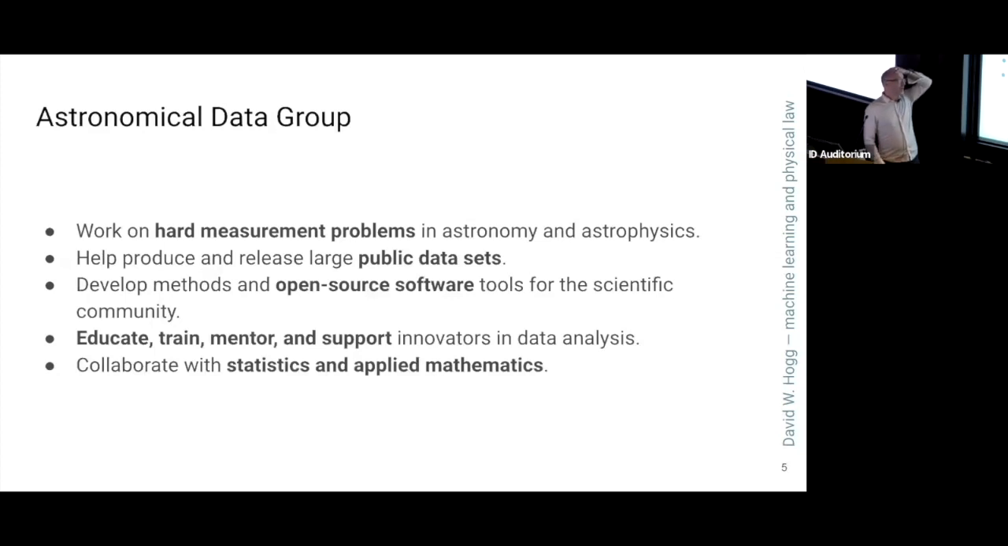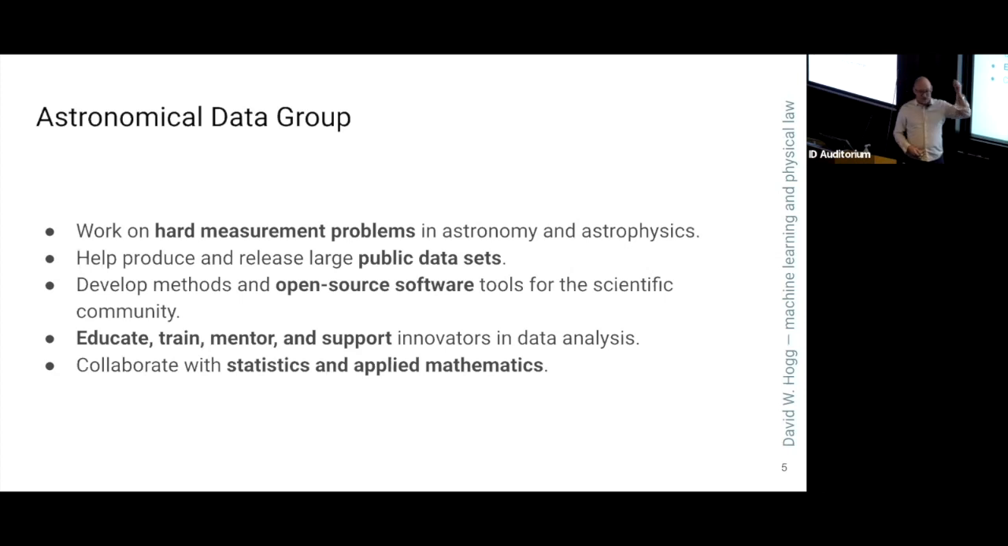What does the Astronomical Data Group do? The CCA isn't really organized around groups. We use an archaic language of groups, but actually there are research themes and lots of people participate in them. What do we do in this research area? Lots of things. We work on hard measurement problems. We're always interested in problems where measurements are hard to make, or the data are complex, or the signals are very small. And lots of people in this room work on related things.